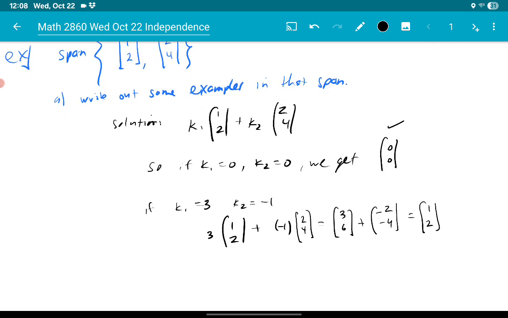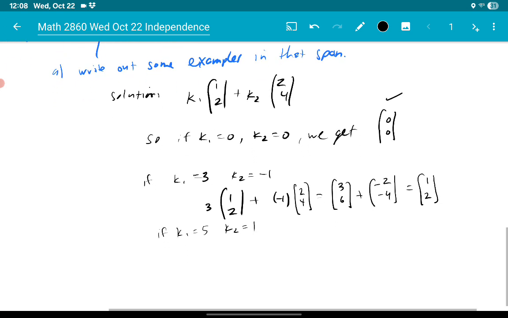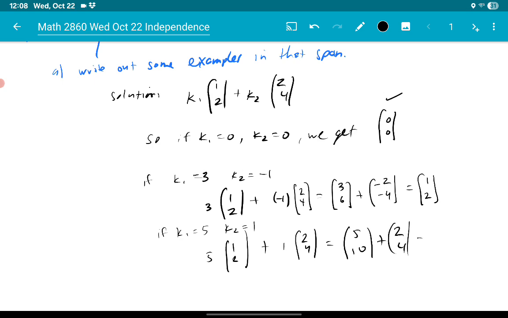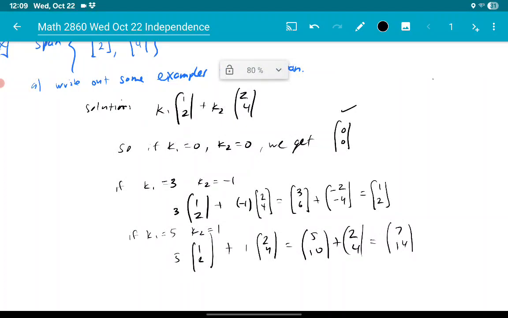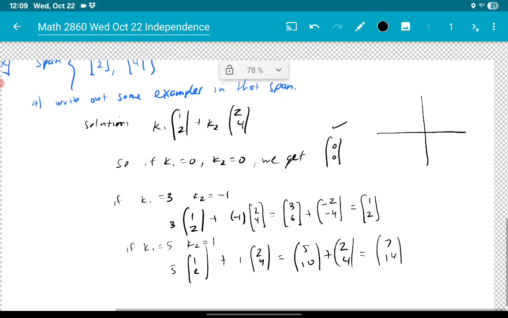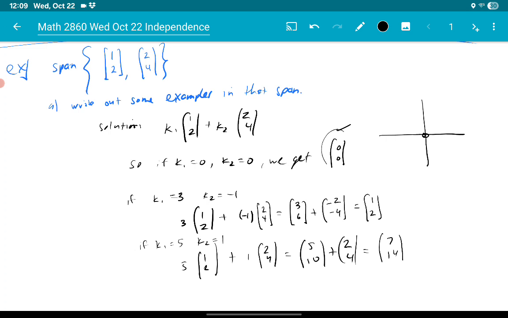But if I chose other scalars, suppose k1 was 5 and k2 was 1, for example, then I would get 5 times (1, 2) plus 1 times (2, 4). If I add that up, I get (5, 10) plus (2, 4), which is (7, 14). Okay, if I start to plot all of these, of course we already know the 0 vector is in there. We talked about that one. The vector (1, 2) is in there. So that would be this vector here. The vector (2, 4) itself is also in there. That's here.